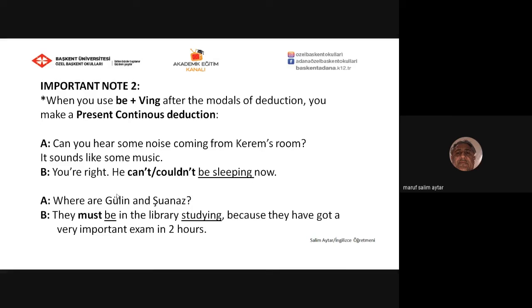Let's study the example here. Can you hear some noise coming from Kerem's room? Can you? It sounds like some music. You're right. He can't be sleeping now. Most probably he's doing something else. Where are Gülin and Şonas? They must be in the library studying because they've got a very important exam in 2 hours.